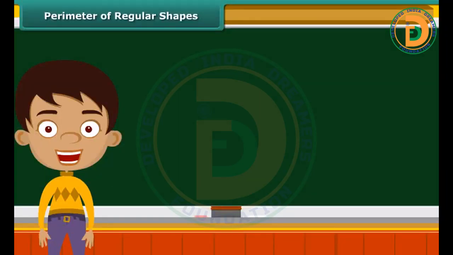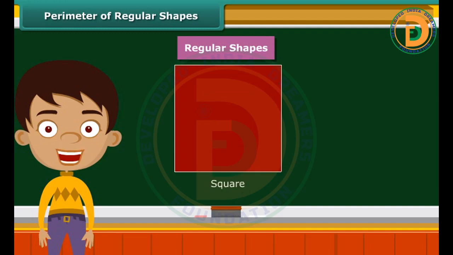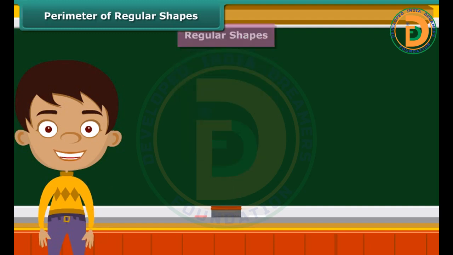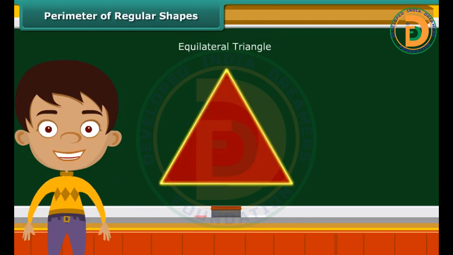Shapes that have all sides of equal length and all angles of equal measure are known as regular shapes. Square is a perfect example of regular shapes. Another regular shape is the equilateral triangle whose three sides are equal.